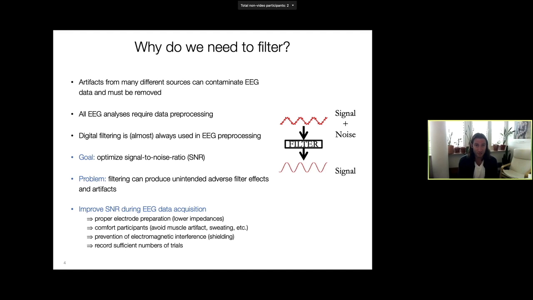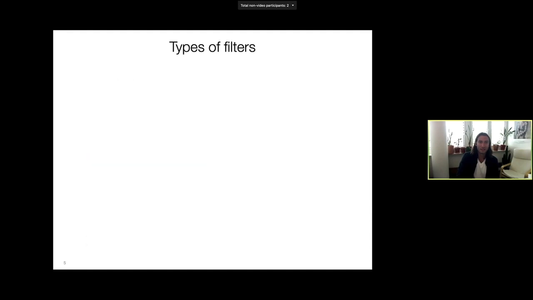the EEG acquisition. And we can do this by using proper electrode preparation to lower impedances, to keep the participant comfortable so the muscles are not tense and sweating, and to prevent electromagnetic interference by using some shielding, and definitely record a sufficient number of trials. So let's start easy and look at the different types of filters.